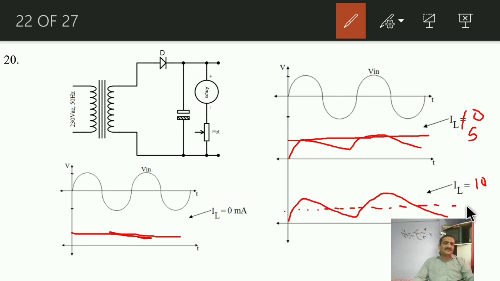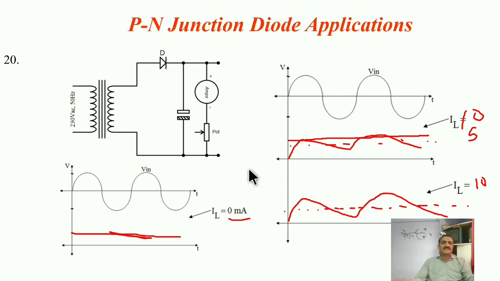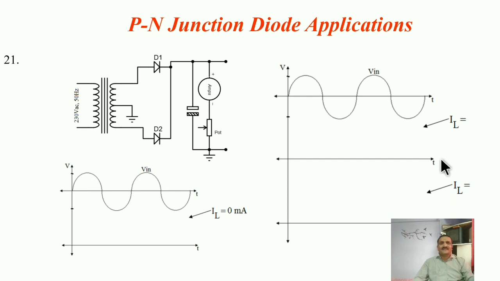see here, if we measure the average value of this pulsating DC, the average value of this one, and the average value of this one, you will observe the maximum average value when IL is equal to 0, right? Whenever you increase the value of load current, the average value also gets decreased, and that's why we are calling such types of DC power supplies as unregulated power supply.